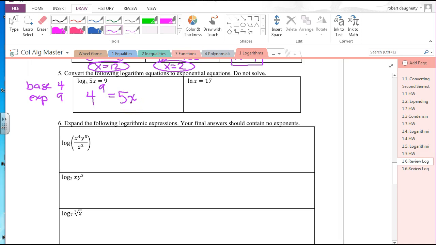In this case, remember natural log, that's log base e of x equals 17. So in this case, the base is e. The exponent is 17. This means that e to the 17th equals x.